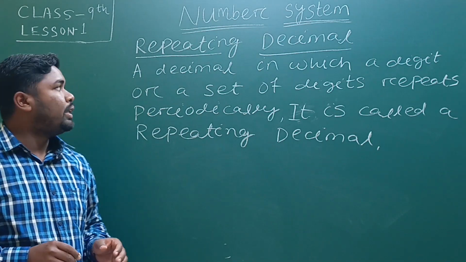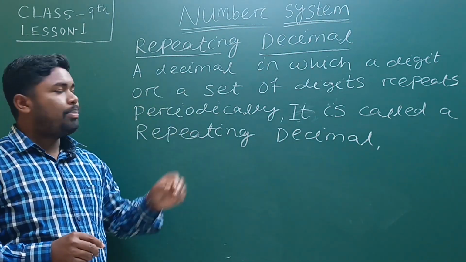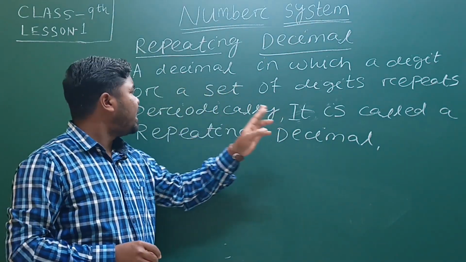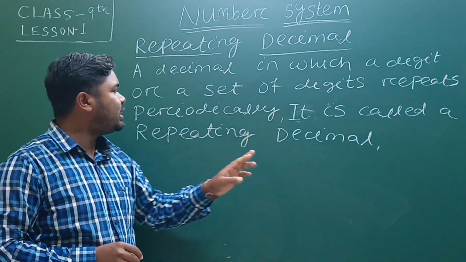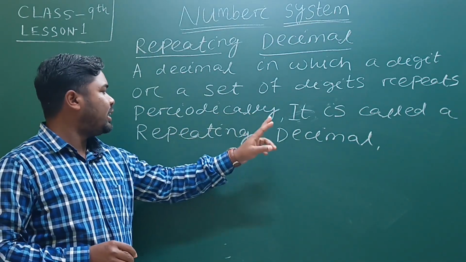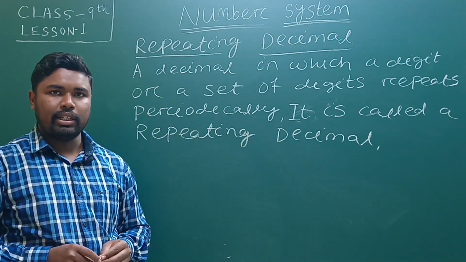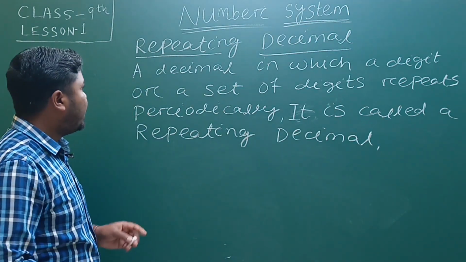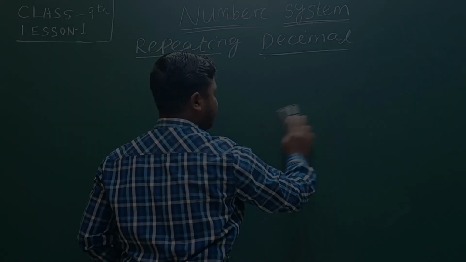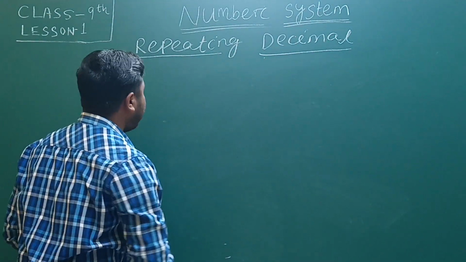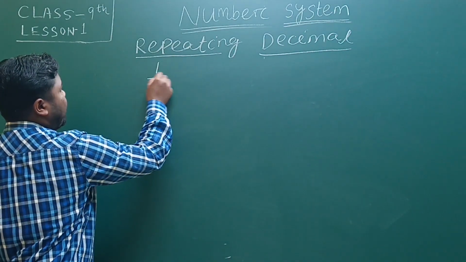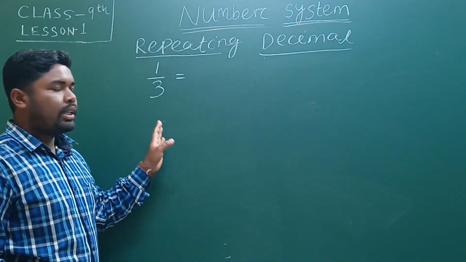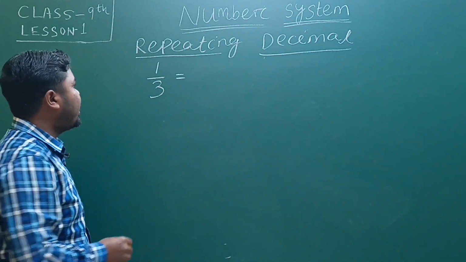Now next we will discuss repeating decimals. What is a repeating decimal? A decimal in which a digit or a set of digits repeats periodically is called a repeating decimal. Now take an example of a repeating decimal. For example, we write 1 by 3. If we solve this fraction into decimal form, what do we get?